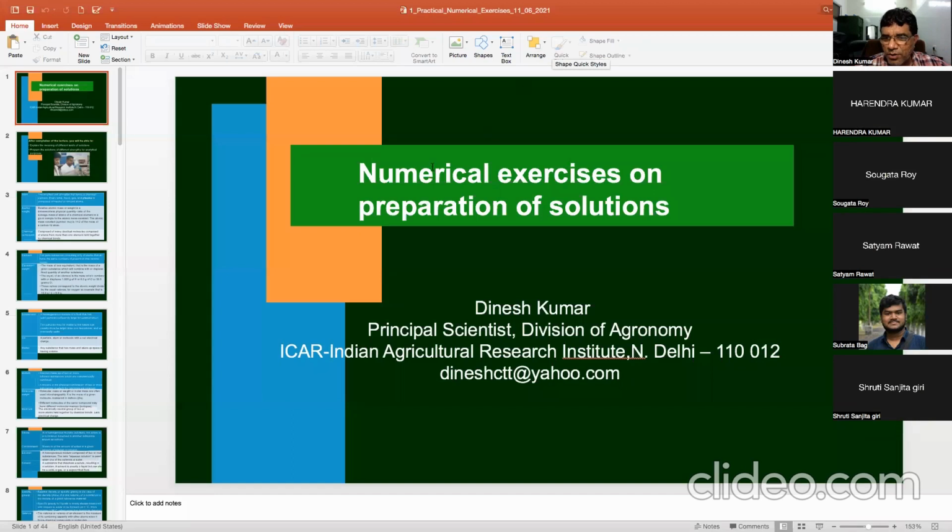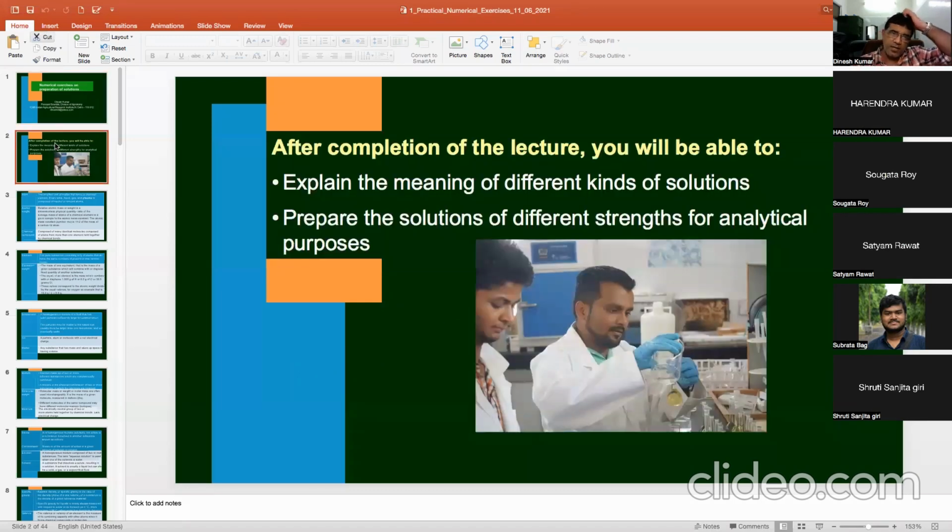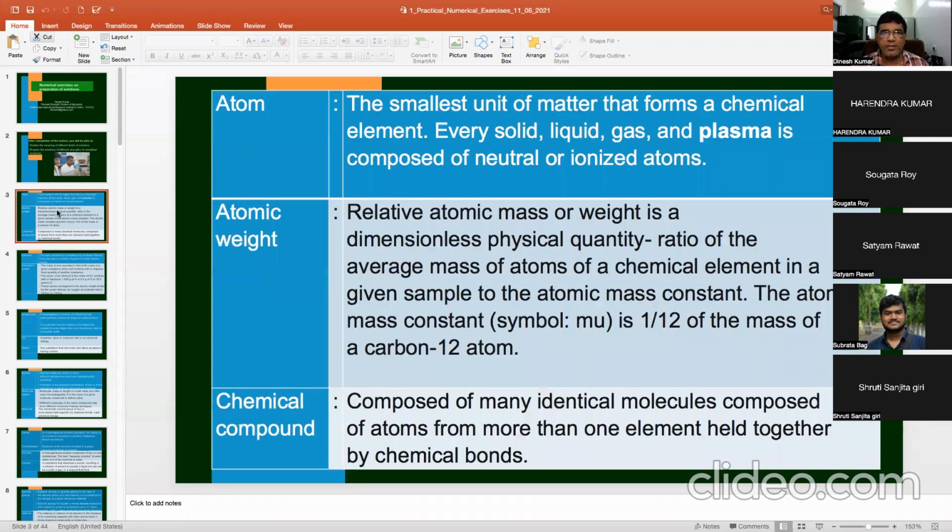Numerical exercises on preparation of solutions. I think we discussed what is meant by solution, and the learning objectives of this exercise are to explain the meaning of different kinds of solution. What are the different kinds of solution? Your normal solution, molar solution, and so on, and to prepare solutions of different strength for analytical purposes. These are the learning objectives. You can see small terms that you frequently come across.